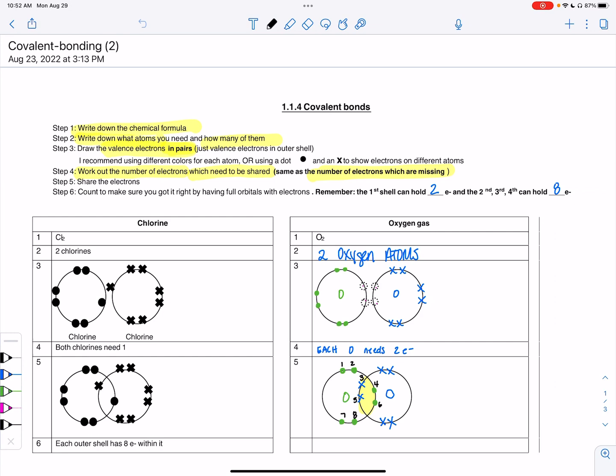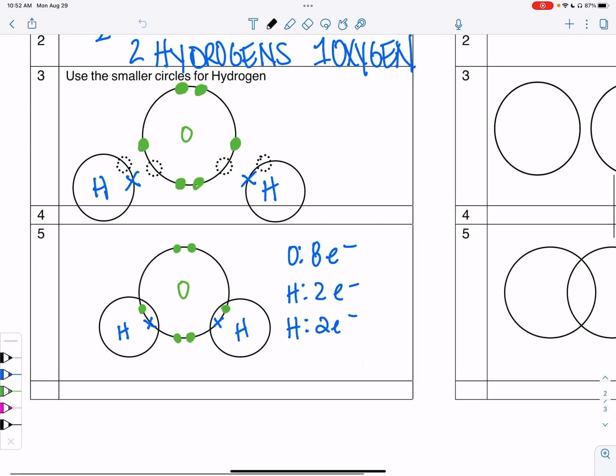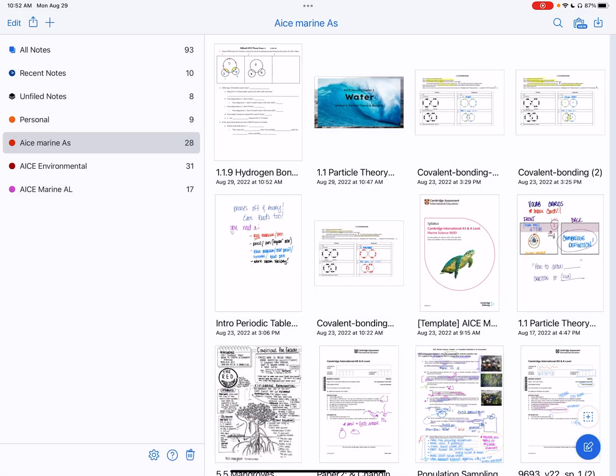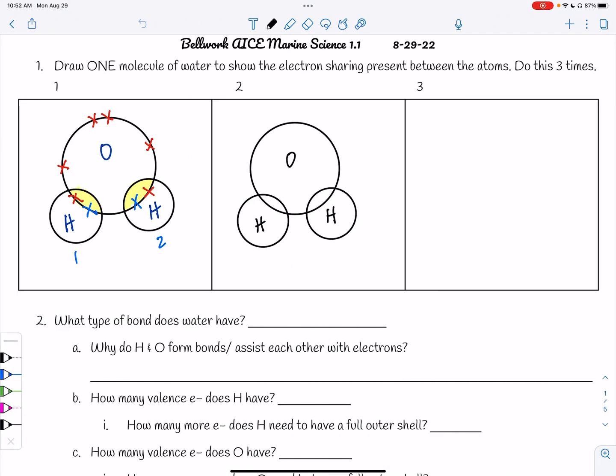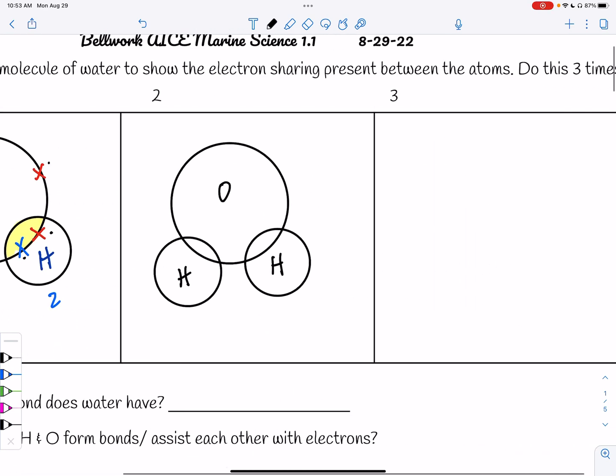All right, we know after doing this multiple times, where we've already done it in separate colors and then we've shown where they're going to be needing to share. At this point, you could really just consider hydrogen needs 2 electrons to be full, oxygen needs 8. We're going to have 8 around that outer shell. 1, 2, 3, 4, 5, 6, 7, 8. So we can place 8 electrons around oxygen.